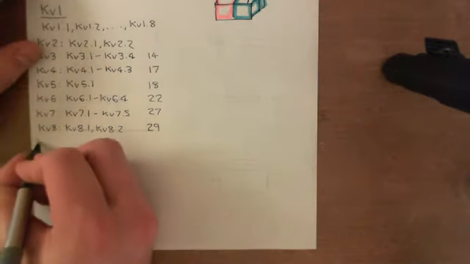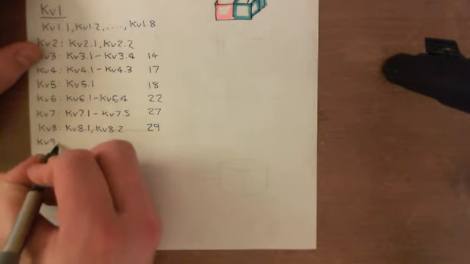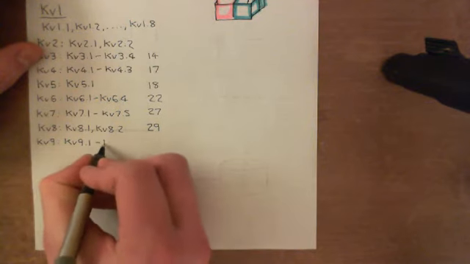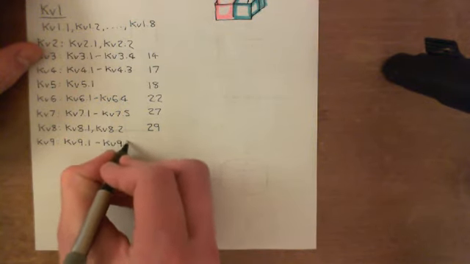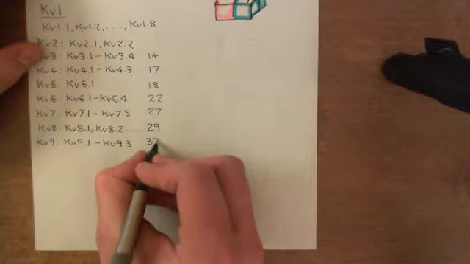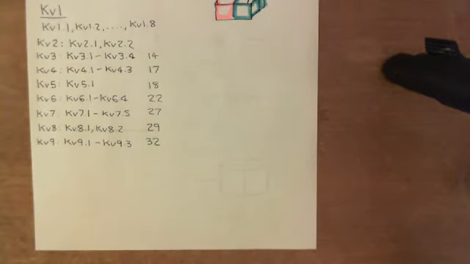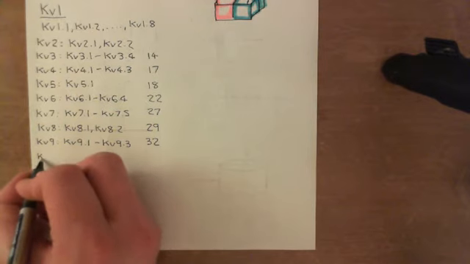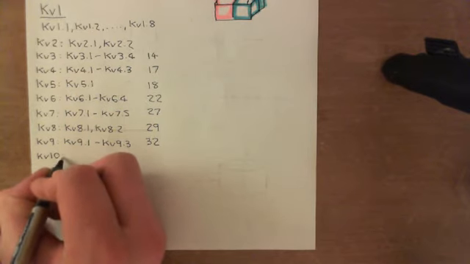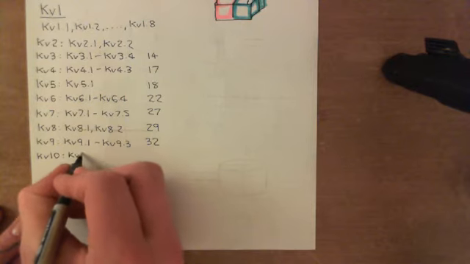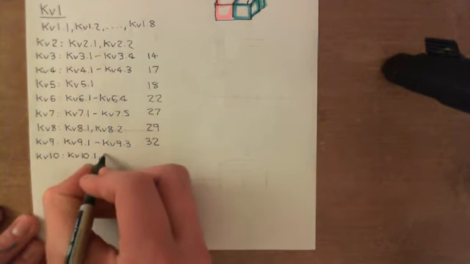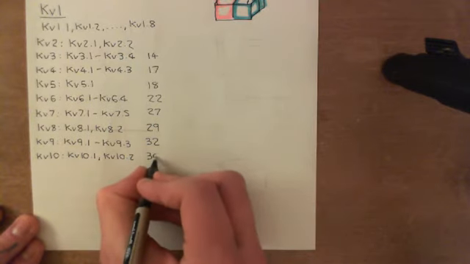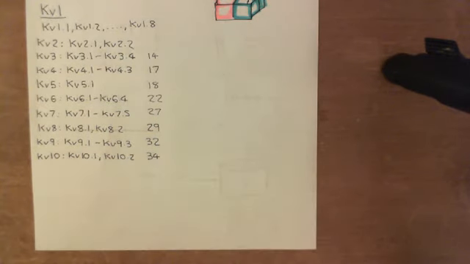Then on to the 9th subfamily, KV9. This contains 3 members, KV 9.1 all the way up to KV 9.3. That takes us up to 32 different alpha subunits of voltage-gated potassium channels. Then onto the 10th subfamily, KV10, that contains 2 members, Kv10.1 and Kv10.2, taking us up to a total of 34 alpha subunits of voltage-gated potassium channels.